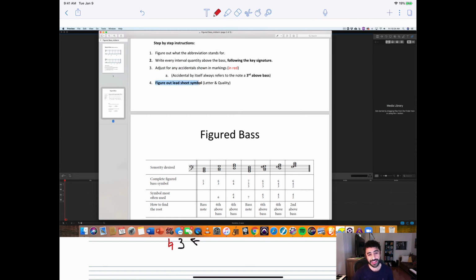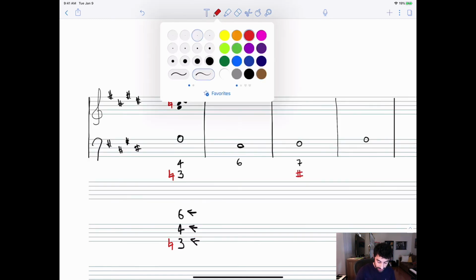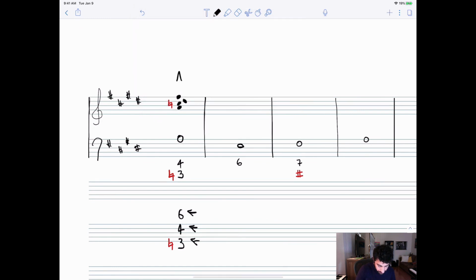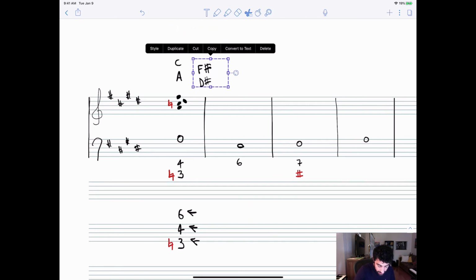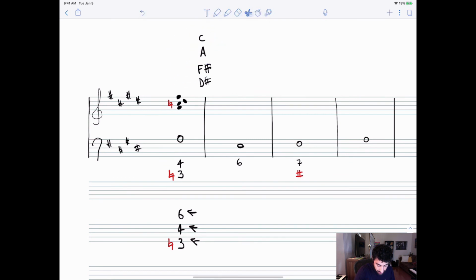Number 4, figure out the lead sheet symbol, letter and quality. How can I do that? Let's take all the notes that I have, D sharp and F sharp, and try to organize them, or stack them by thirds. How can I do this? Like this. This is the chord that I have, the root position of this. When we need to find out what the chord is, we always put it in root position, which is stacking it by thirds to see how it works.